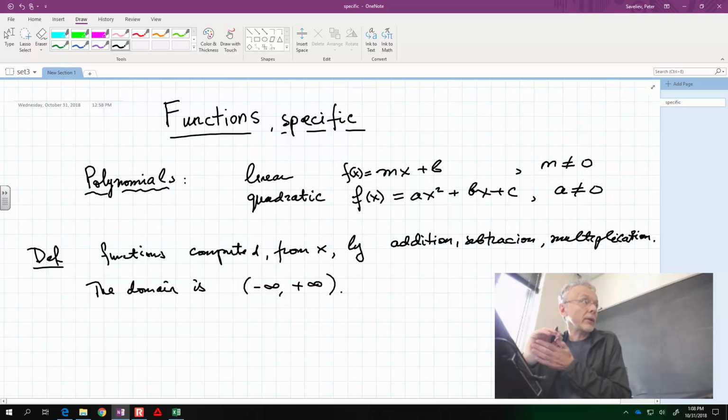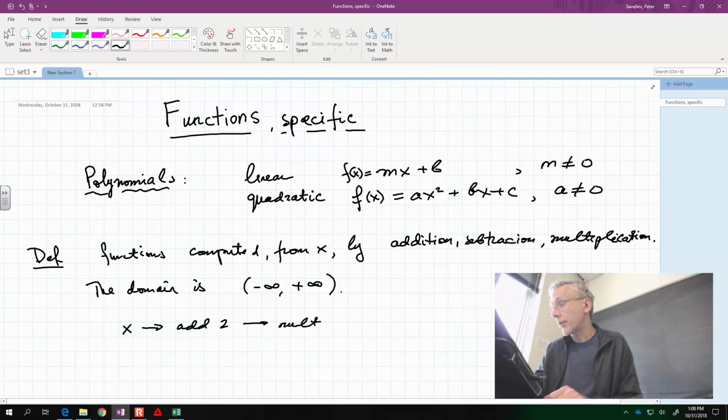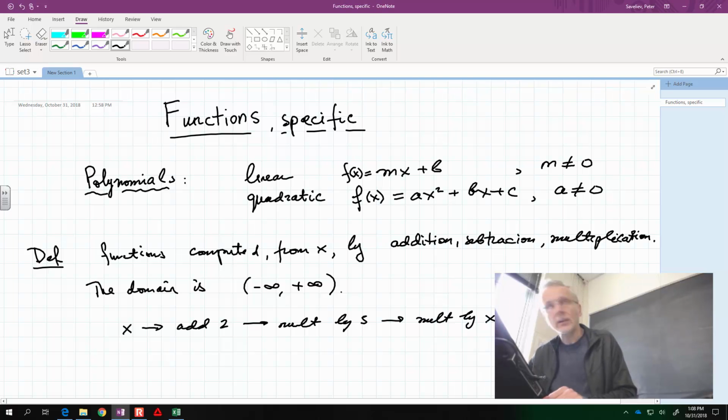But it's still a very large class because, as you can see, there are no restrictions on how many operations of this kind we can carry out. You could start with x, then add 2, multiply by 3, multiply by x. That's also possible. If you keep multiplying by x, that's what creates real complexity here. Add 7 and so on, and you can go on and on, and at the end you will have a function which is called a polynomial.